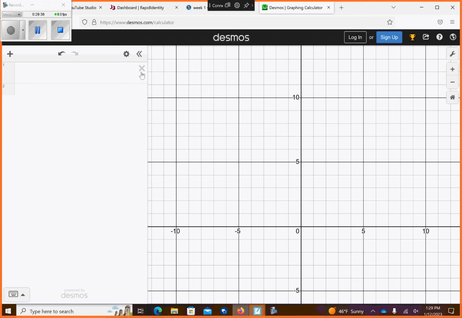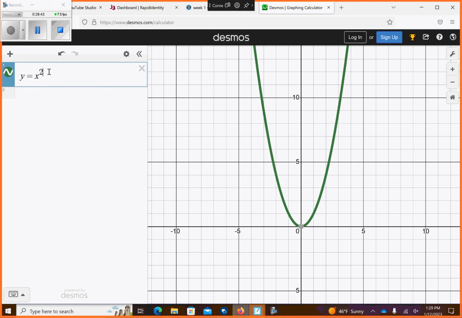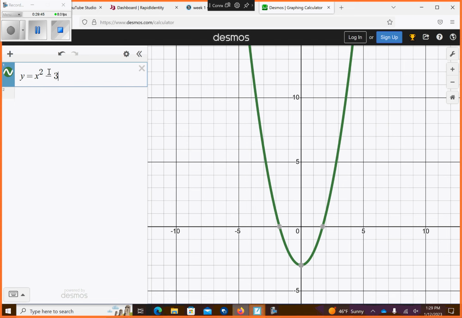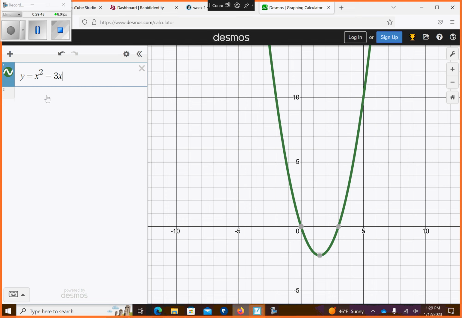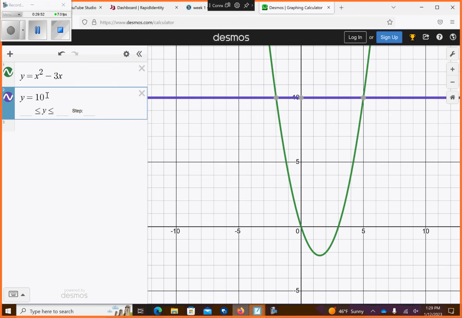Well, because we have Desmos available to us, let's do it this way. I'm going to do y equals x squared minus 3x, and then I'm going to do a second equation of y equals 10. Notice what I have up there on the board. Okay, I have the left side equal to y, and I have the right side of my equation equal to y. So what do you notice about the picture?